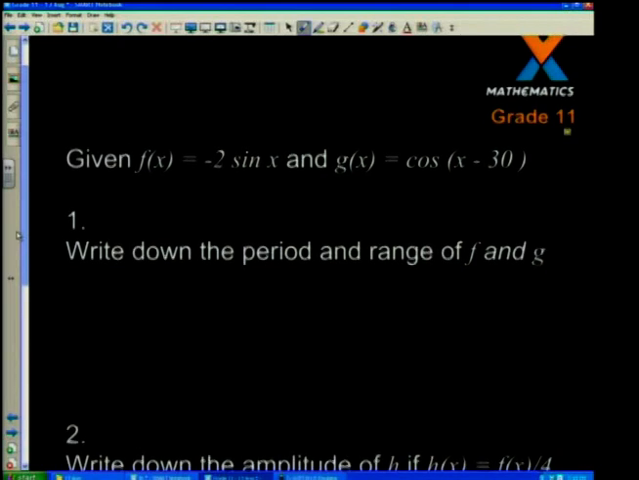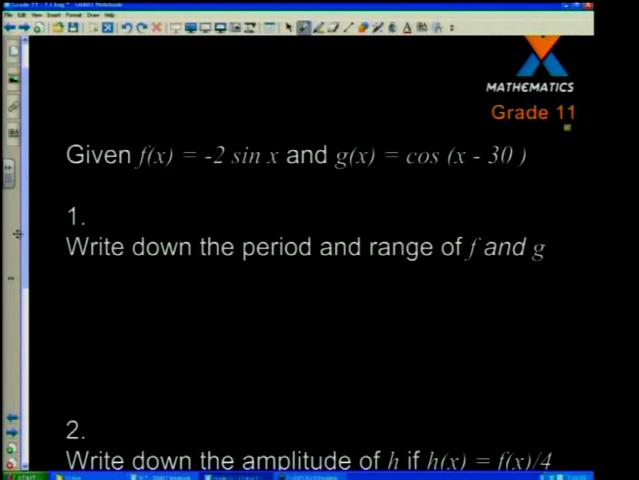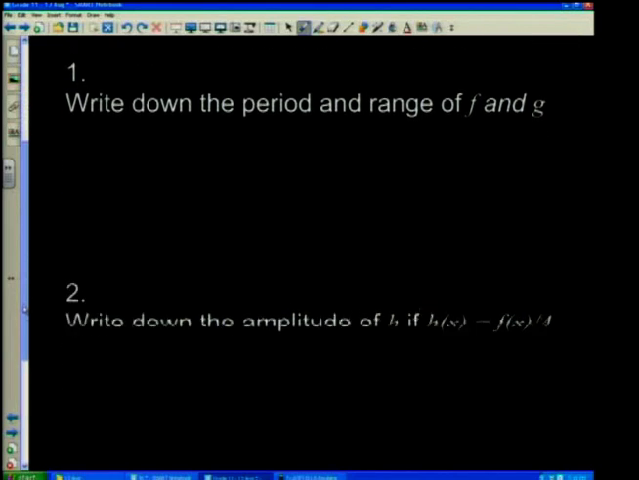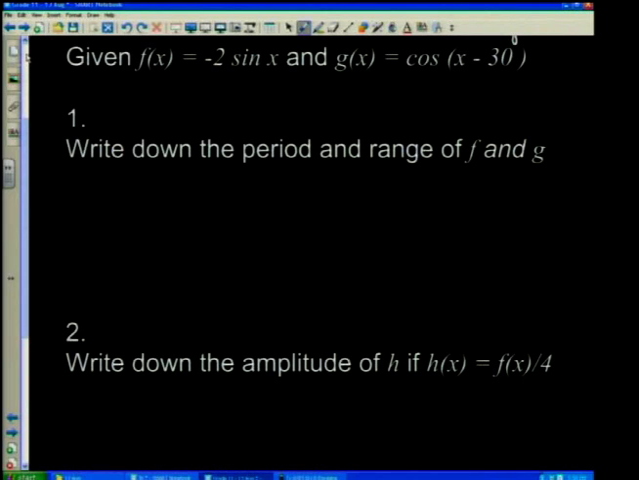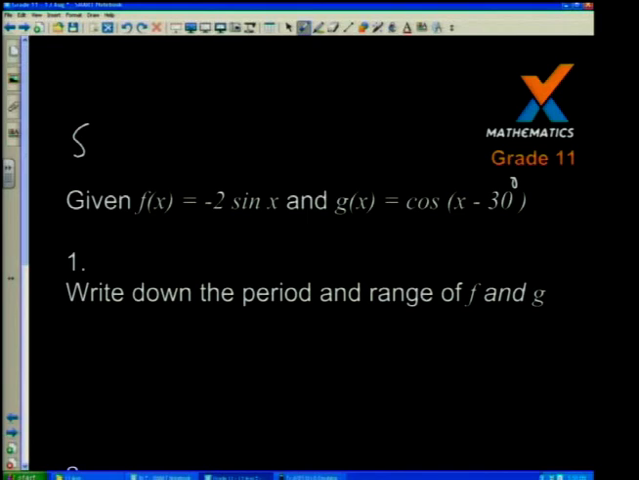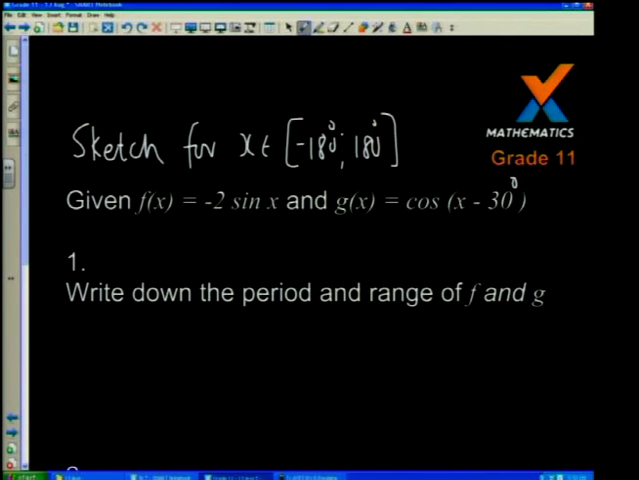See whether you can tell me what is the period of a minus 2 sine x graph, and the period and the range of both of those graphs. And this should have degrees on there. Maybe you can sketch those, and there's a domain that's given. Sketch for x from minus 180 to 180. Okay, I'll leave that up there for those of you who want to try that out.